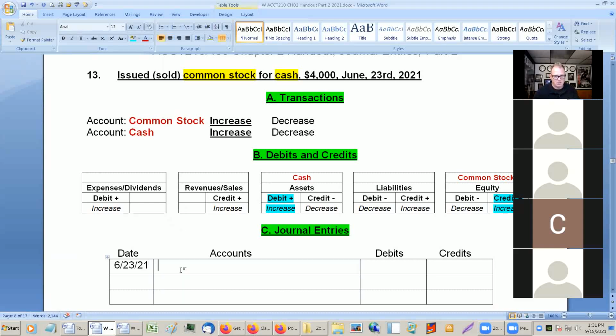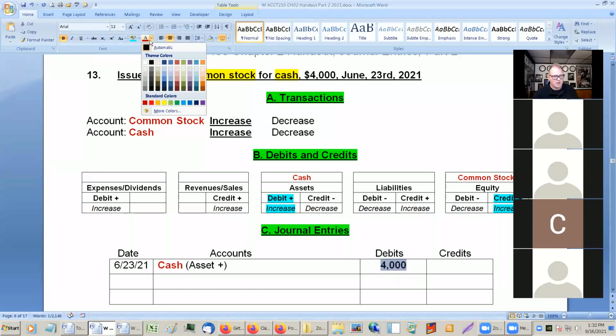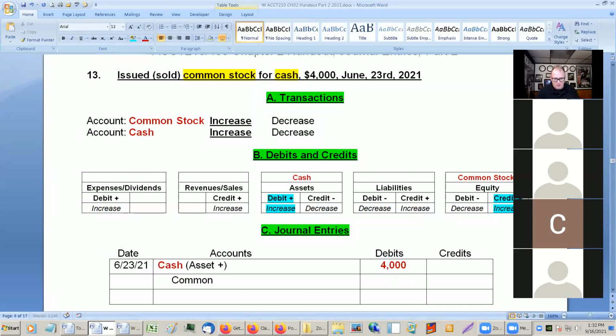Okay, so let me get it right. The debit's going to be cash. Okay, and stock is also increasing. This is a kind of wacky one. It's an equity account, but now we have more owners now. We have $4,000 more owners now.